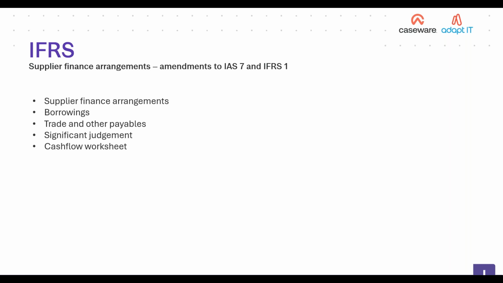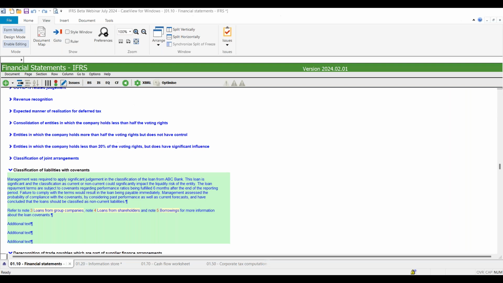So there's a few notes that are affected by this. Firstly, a brand new note for supplier finance arrangements, which I'll show to you. Then you have borrowings and trade payables, with new mapping to have your separate lines in there. Again, your significant judgment, and then also the cash flow worksheet and how that is affected by this change. So again, let me just jump back into the financials.